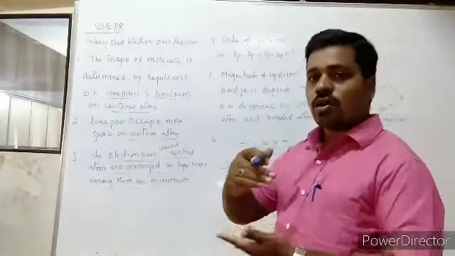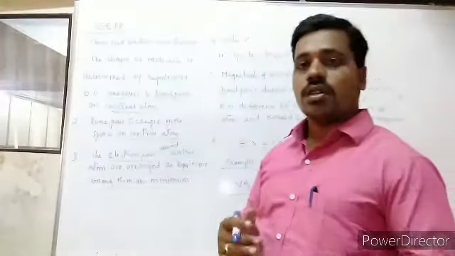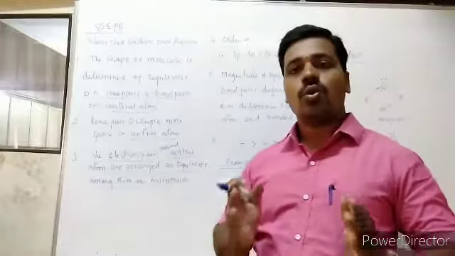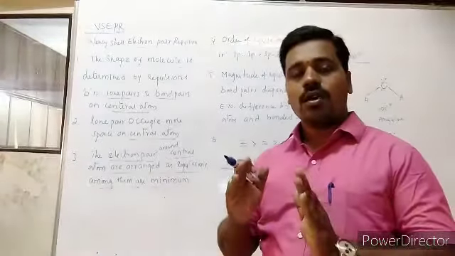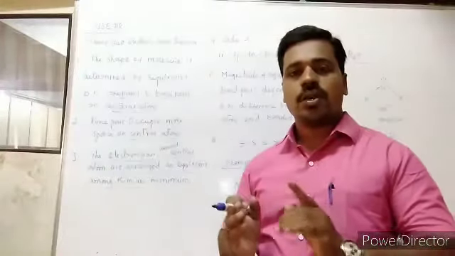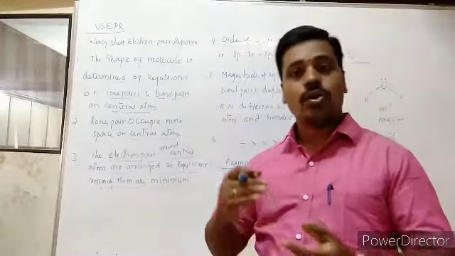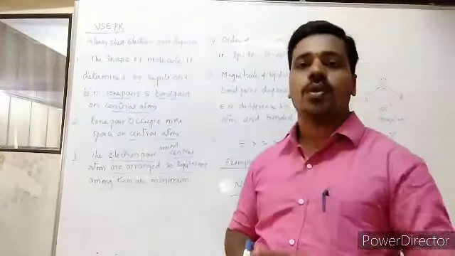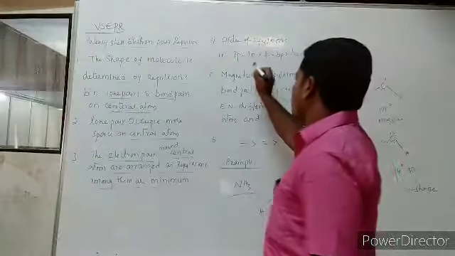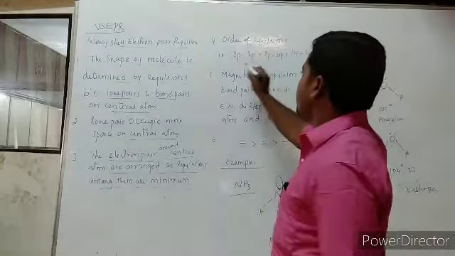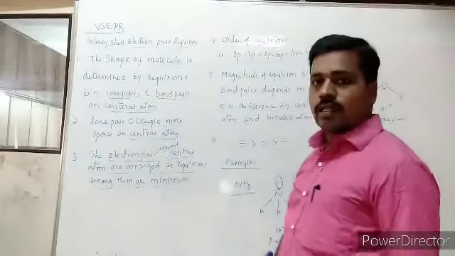So what is the order of repulsion? The repulsion will be more between two lone pairs. The repulsion will be less between a lone pair and a bond pair. The repulsion will be very low between two bond pairs. That is the order of repulsion, and it can be written like that.